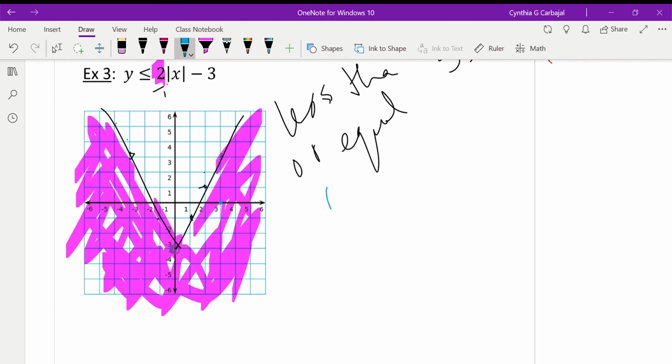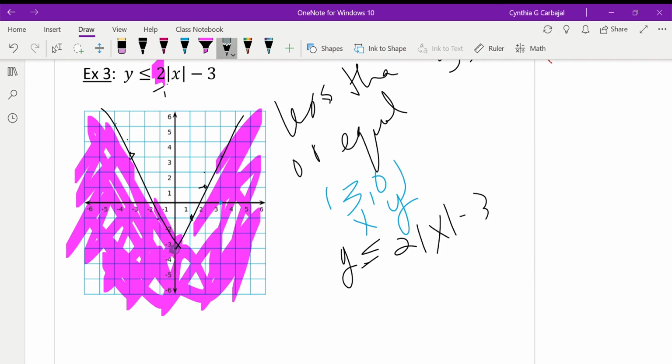So 3, 0 is going to be my test point. This is going to be my x coordinate, my y coordinate. I'm going to plug it into the inequality here. y is less than or equal to 2 times the absolute value of x minus 3. Plug in my point, 3 and 0 in place of x and y. And then do the math.